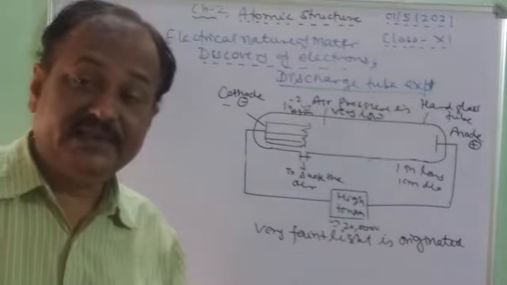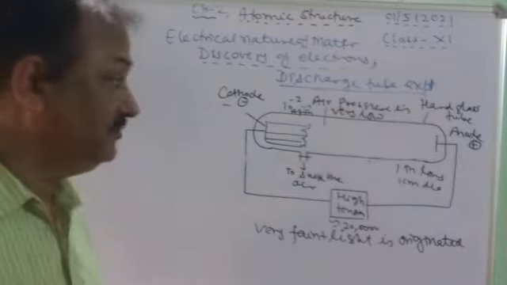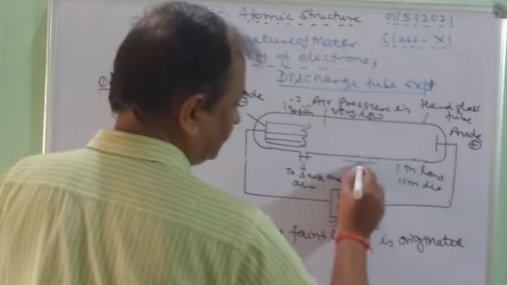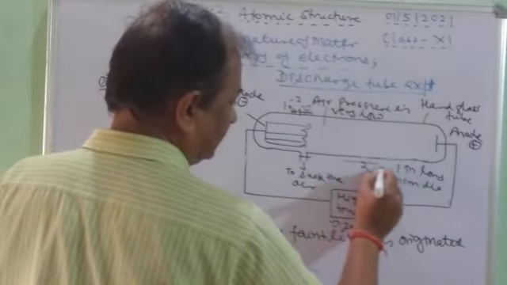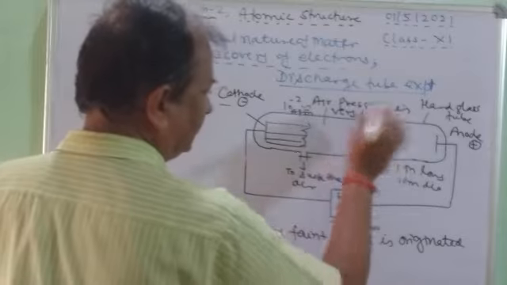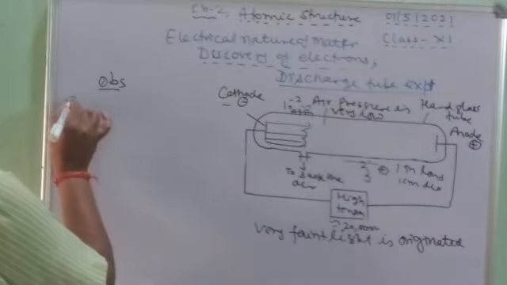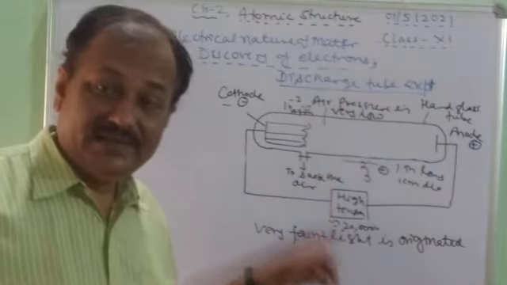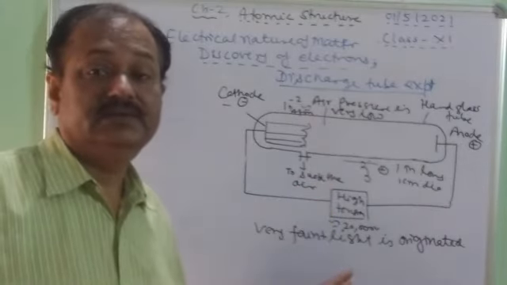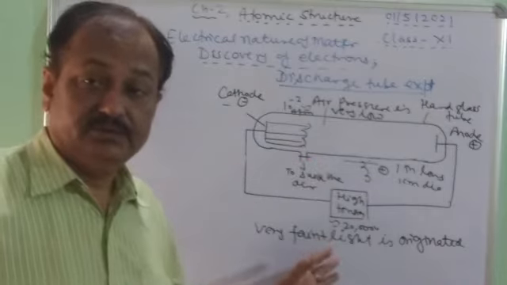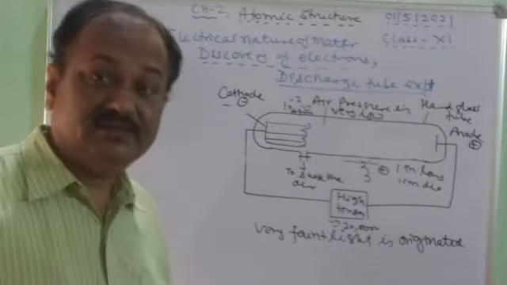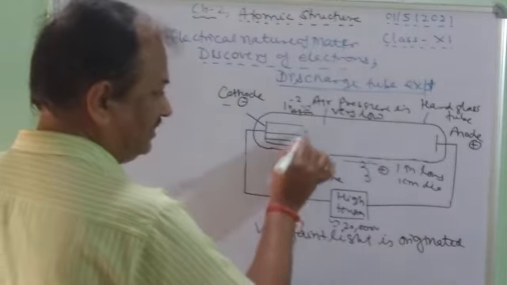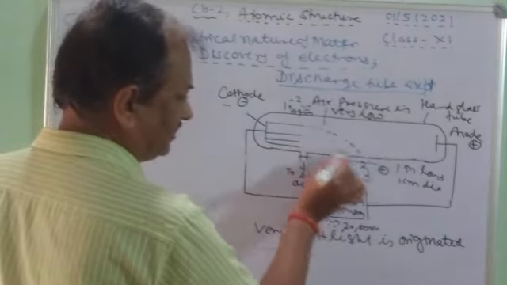About the application of electric field. If we apply any electric field, let it be positive here and negative here. So the third point is that when an electric field is applied around the cathode ray tube, there is deflection of the rays. Initially they start, and then they start moving like this.